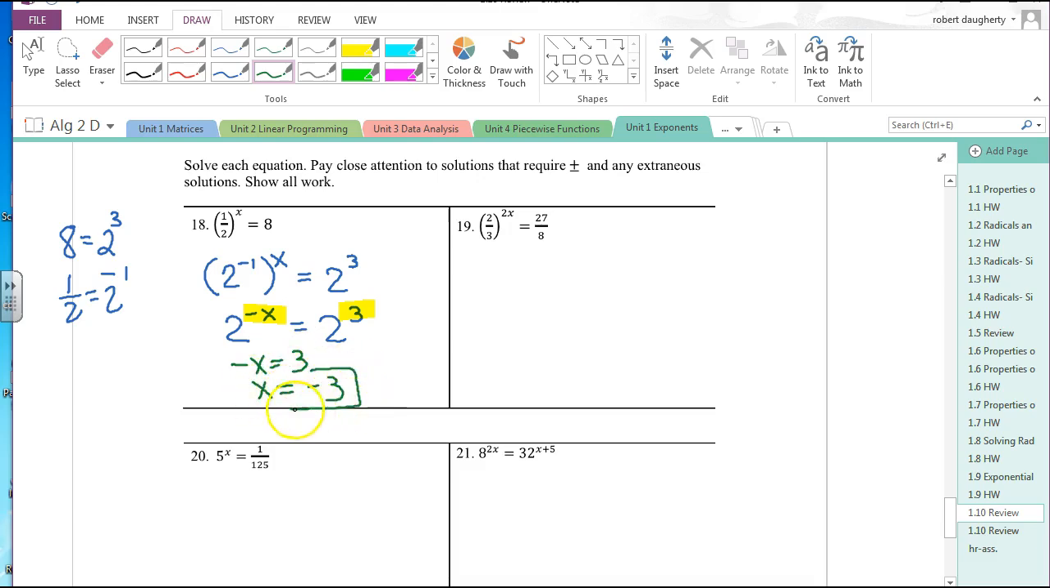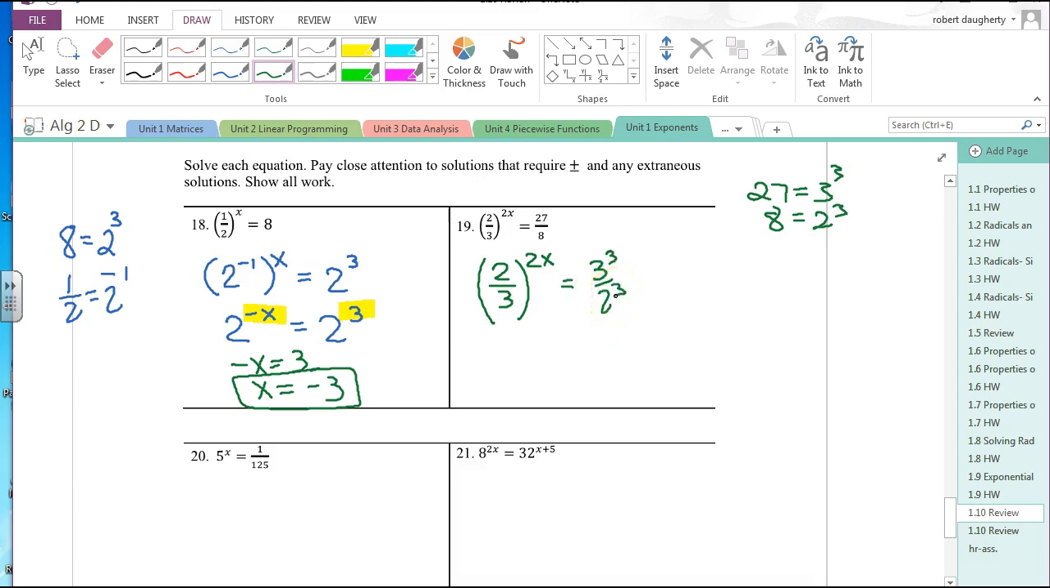negative 3. Number 19, a little bit harder with fractions, but you can handle this. My goal is both sides of the equation, powers of a number. I mean, we've worked with it long enough. You know that 27 is 3 cubed. You know that 8 is 2 cubed. So let's work with that. So I've got 2 over 3 to the 2x equals 3 cubed over 2 cubed.